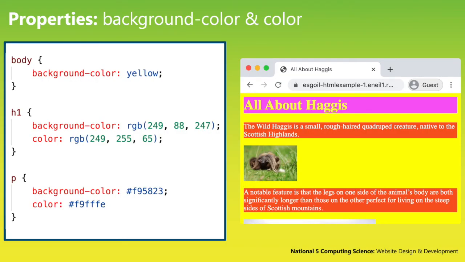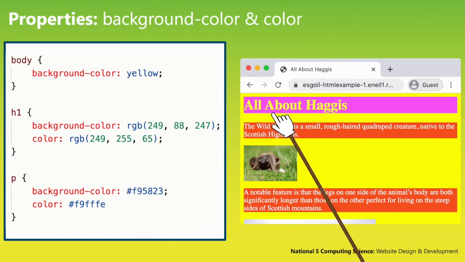Starting with background colour and colour. Notice firstly that colour is spelt the American way. That is because CSS was developed in America. It won't work if you spell it the British way with a U. If we have a look at the CSS on the right, we can see that we have set the background colour for the body. And remember, the body is everything that appears on the page. So we have set the background colour of body to be yellow, so our whole page is yellow.